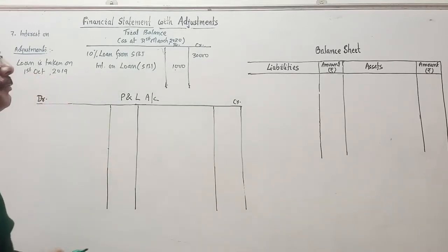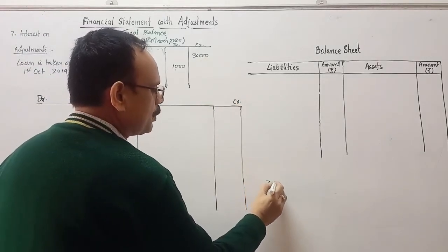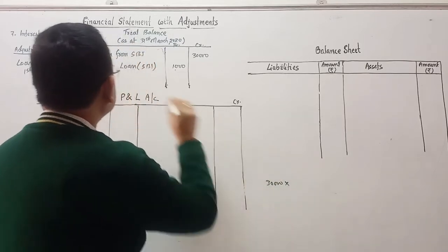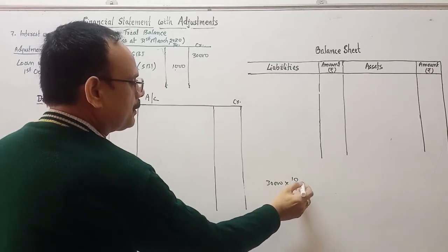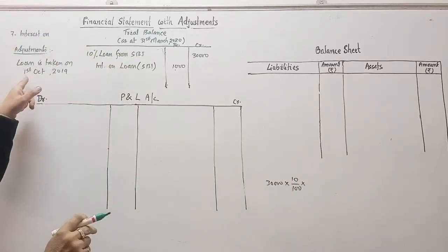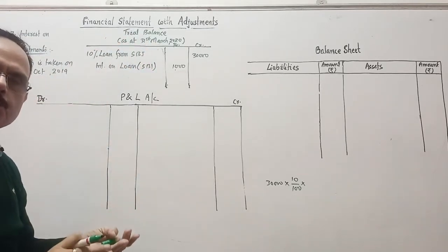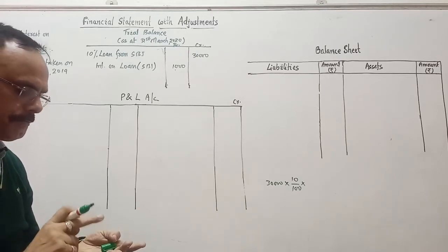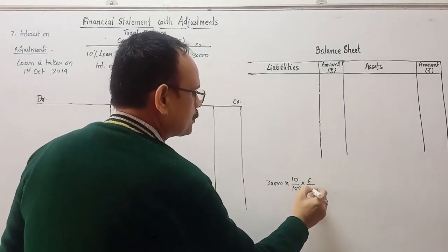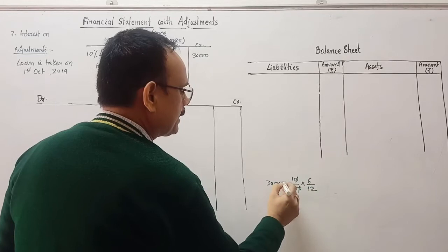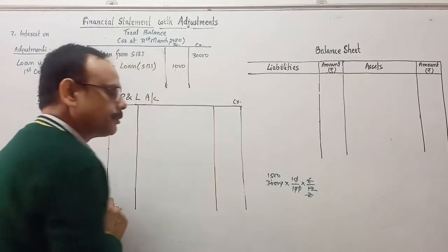If this 30,000 loan is taken on 1st October 2019 and the rate of interest on loan is 10%, then we will calculate the interest from 1st October 2019 to 31st March 2020, means October, November, December, January, February and March. For 6 months we will calculate the interest, 6 upon 12. So the interest on loan is 1,500.